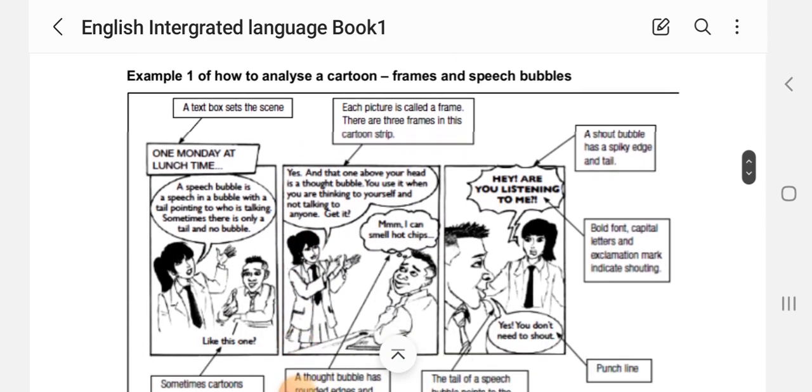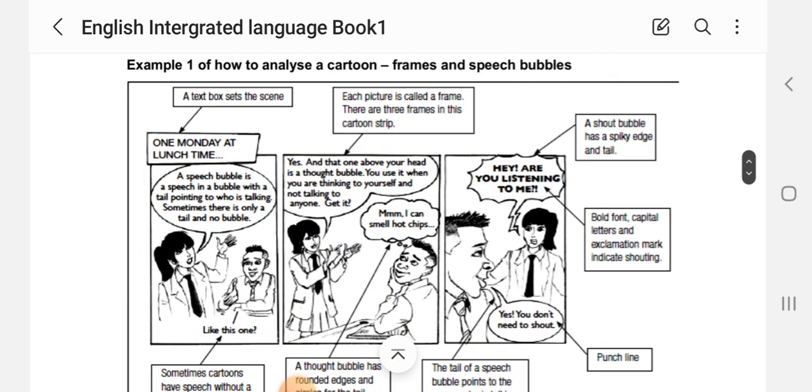Okay, so example 1 of how to analyze a cartoon: frames and speech bubbles. A text box sets the scene: one Monday at lunch time. So that is a text box. And then each picture is called a frame, as you can see. Frame 1 is where they say a speech bubble is speech in a bubble with a tail pointing to who is talking.